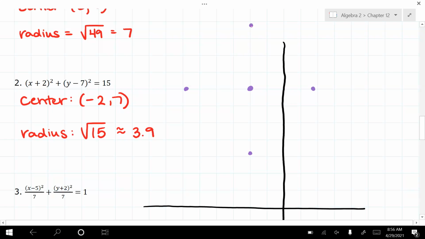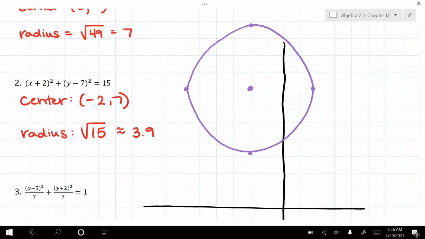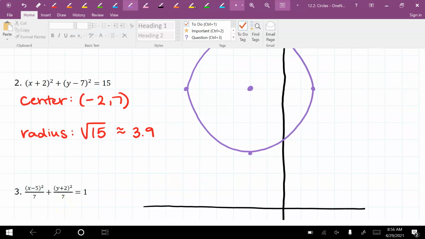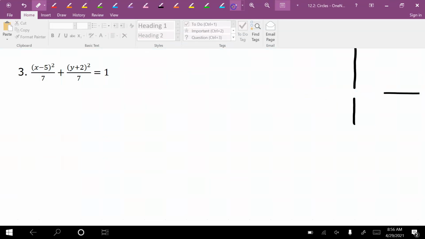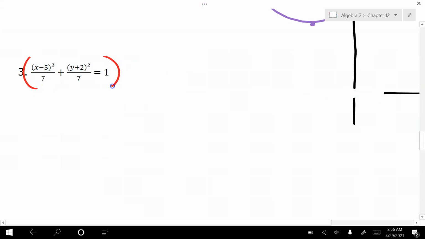Okay, and then draw that circle in around those points. Now if we look at number 3, it looks a little bit different than 1 and 2 did because both the x and the y pieces are divided by 7. So what I would do to help us out on this problem is get rid of those 7s first, get rid of the fraction by multiplying everything by a 7.